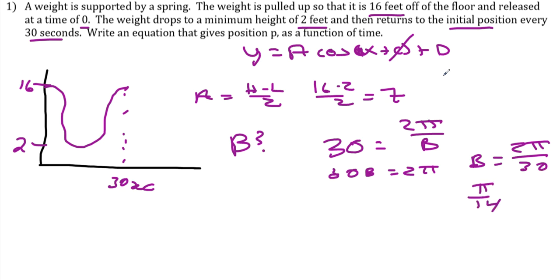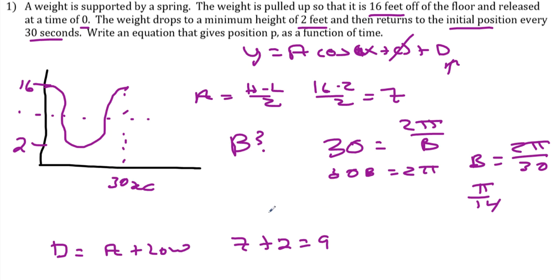Got it. Now we just need how much we shifted up or down. There's a couple of ways to do this. One, you can look at this and find your equilibrium. It's between 2 and 16, like the midpoint. The other way to do that is D, there's a formula for it, equal to amplitude plus low. Or you could just look at it and say, oh, there's my equilibrium. How far did my equilibrium go up from 0? My amplitude is 7. My low is 2. So my D is 9. So now we have everything we need to write this equation.